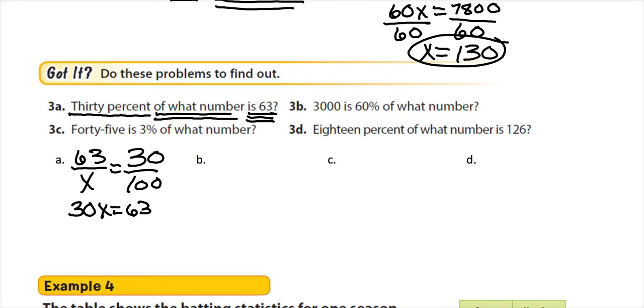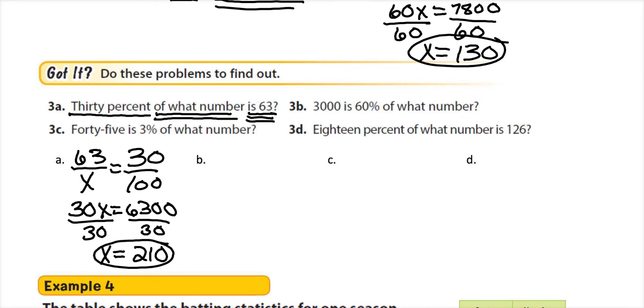Okay, so that gives us 30x equals 6,300. Divide that by 30. Okay, and then we'll divide that out. So let's grab our calculator, 6,300 divided by 30, and that came out to 210. All right, so again, what this means is if you get a 30% on a test, or whatever it is you're taking, that means you had 63 questions out of 210, or that's at least one. If you got 63 questions correct, that means there were 210 possible.